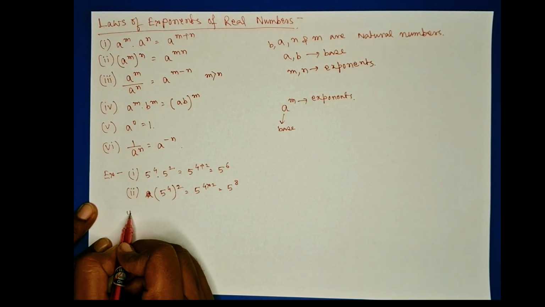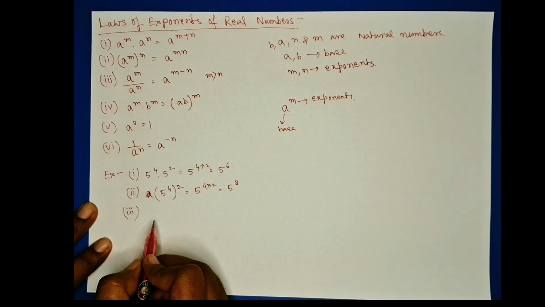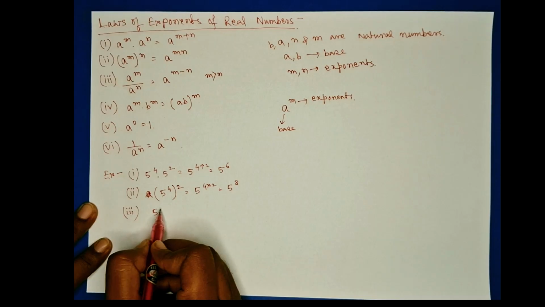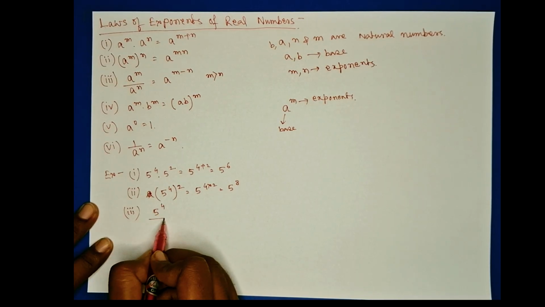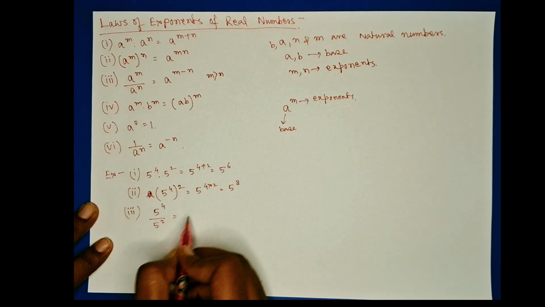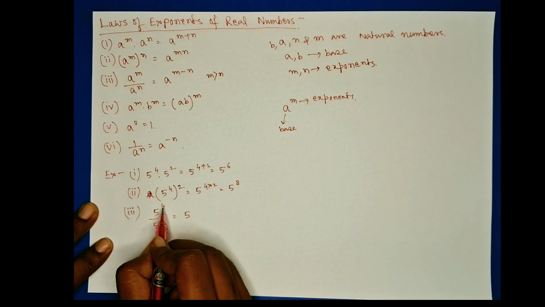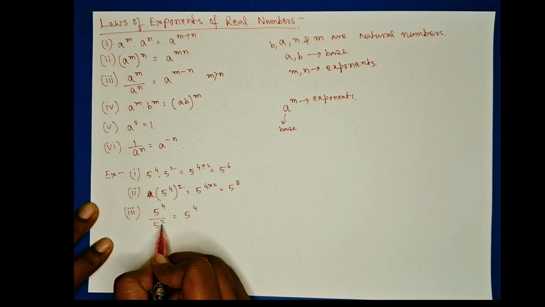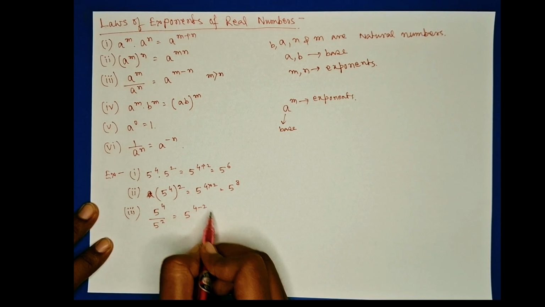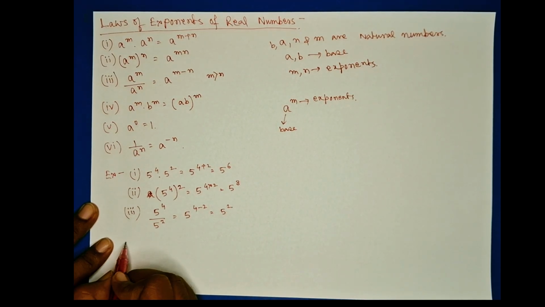Okay. Now the third one, a to the power m by a to the power n. I can write it as 5 to the power 4 by 5 to the power 2, or 5 square. What will this be equal to? This will be equal to a to the power m minus n. A is 5, to the power m minus n. 4 is m and 2 is n. 4 minus 2. So 5 to the power 2, or 5 square.